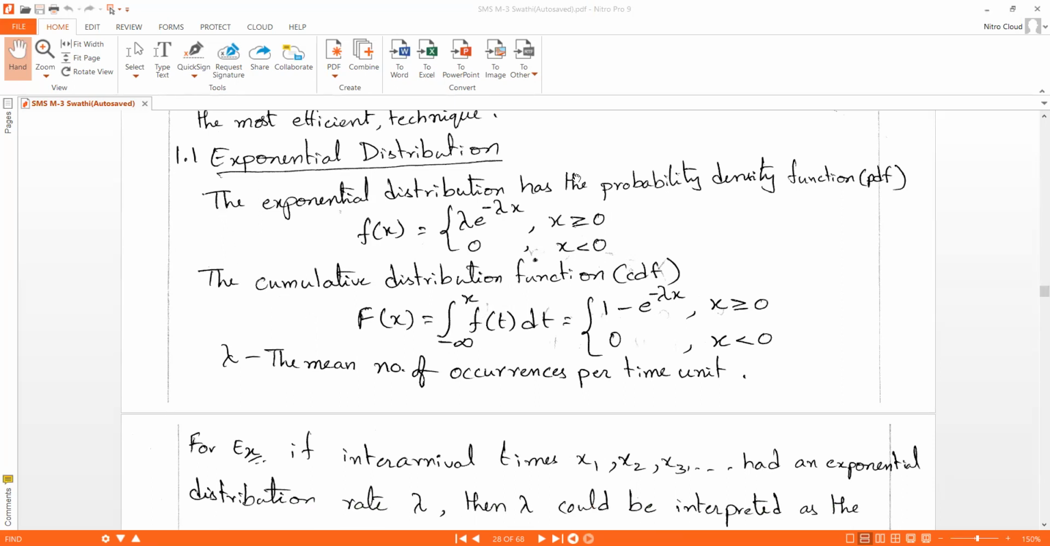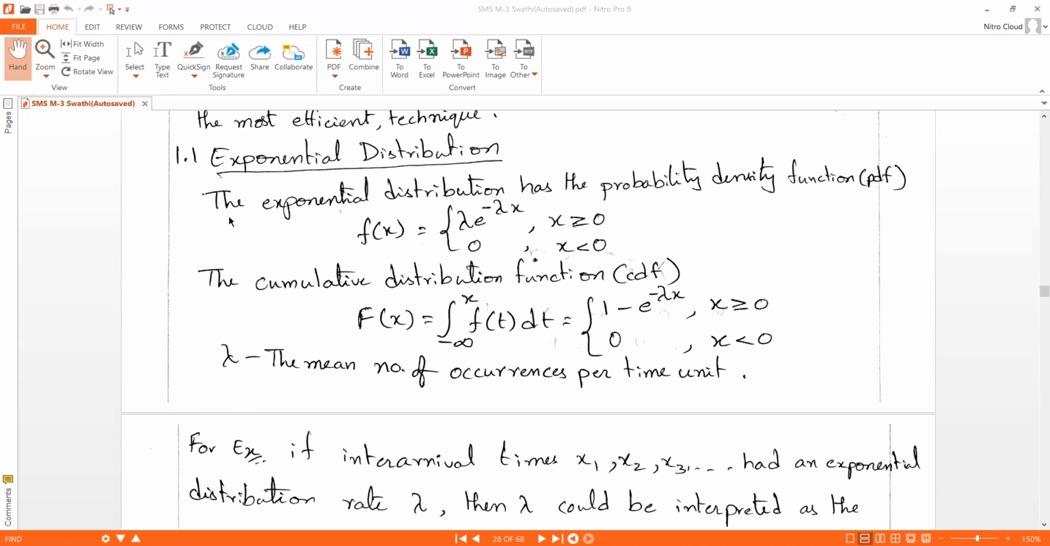The first distribution is the exponential distribution. The exponential distribution has the probability density function, PDF, f(x) equal to lambda e^(-lambda x) if x is greater than or equal to 0, and f(x) equal to 0 if x is less than 0. We have studied this distribution in the second module.